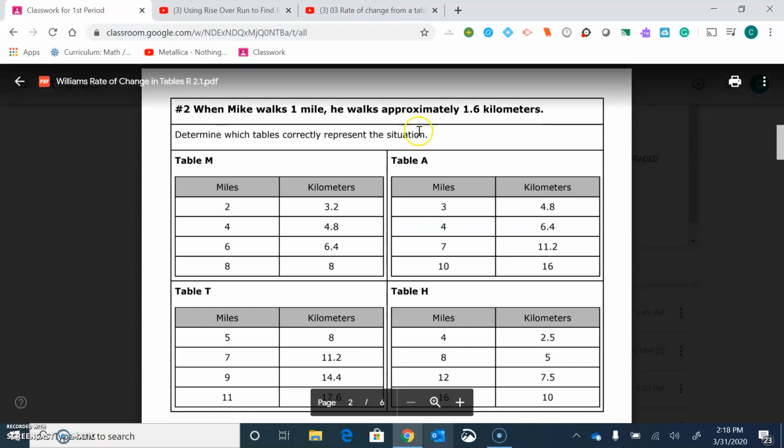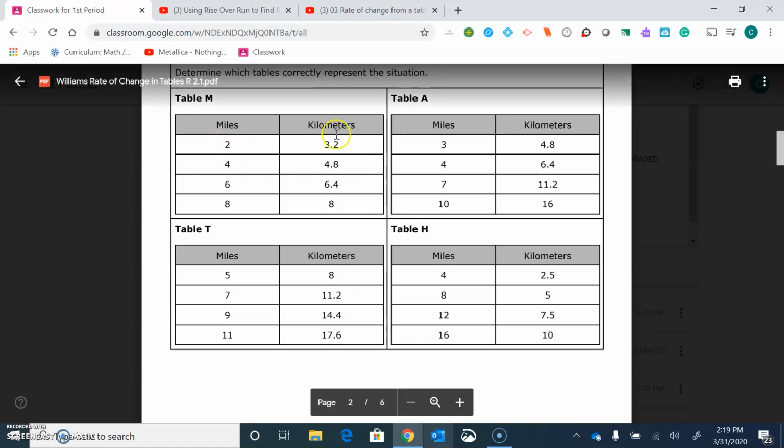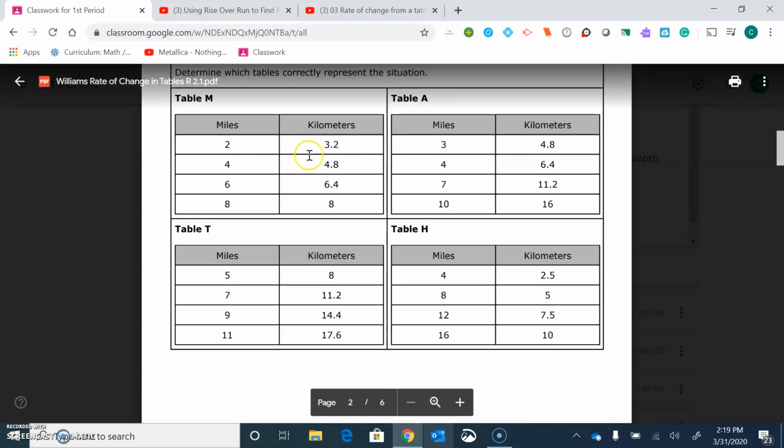And same thing here. I need 1 mile to be approximately 1.6 kilometers. So again, in this case, from 3.2 to 4.8, what is that? How much is that? Write that number here. From 2 to 4, how much is that? Write that number over here. And then divide the y side by the x side, and that would give you an answer. If that answer equals 1.6, then you got the right answer. If it does not, then that is not the table.